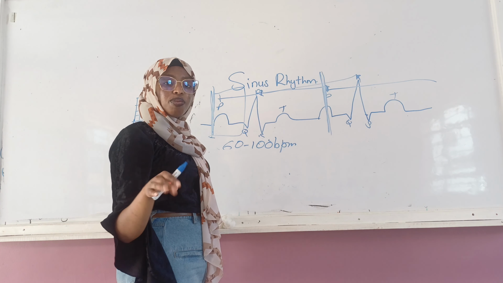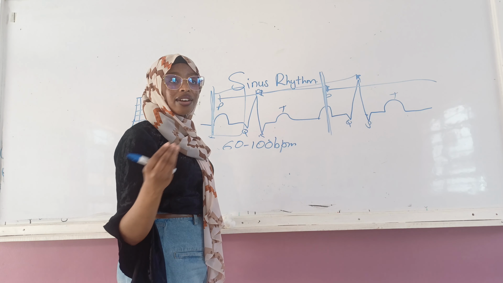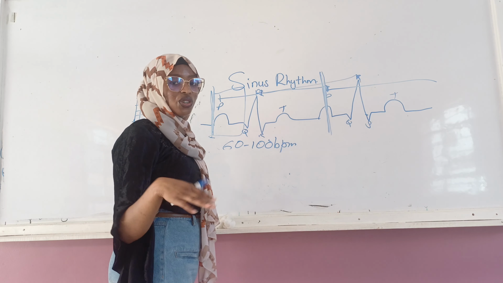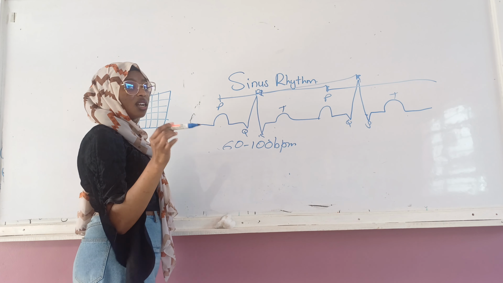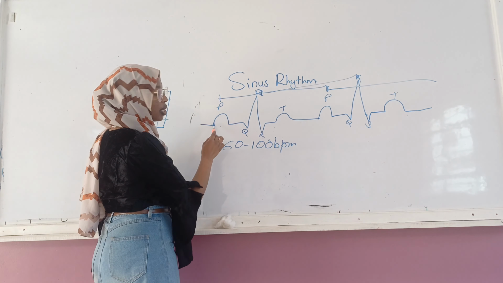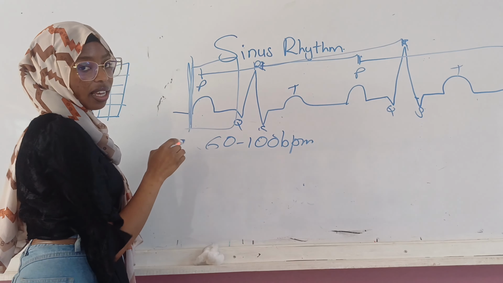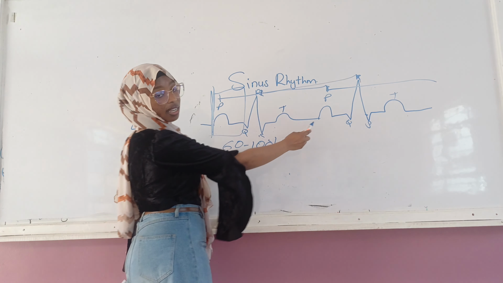This method of multiplying the number of P waves by 6 is suitable for both a regular and an irregular heart rate. The method that I'm going to show you next is suitable for a regular heart rate. So the second method is: locate the P wave where it starts along a thick line of the big square. The second thing you need to do is locate the next P wave.